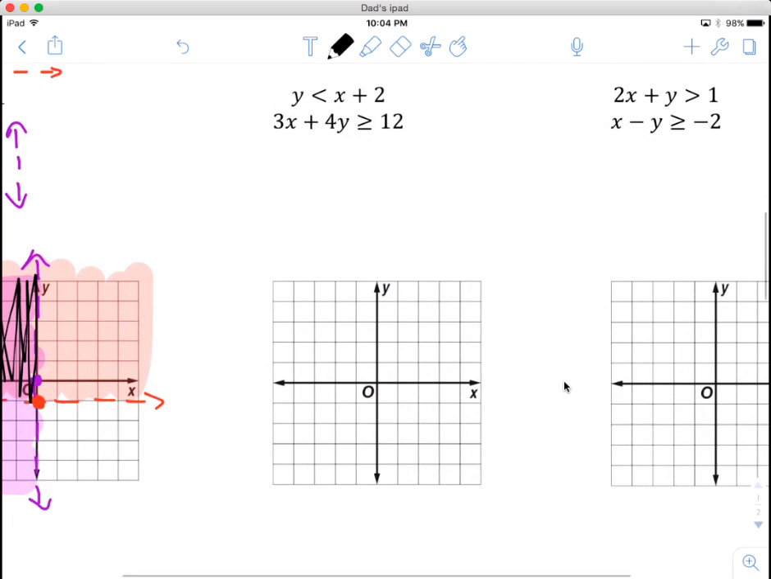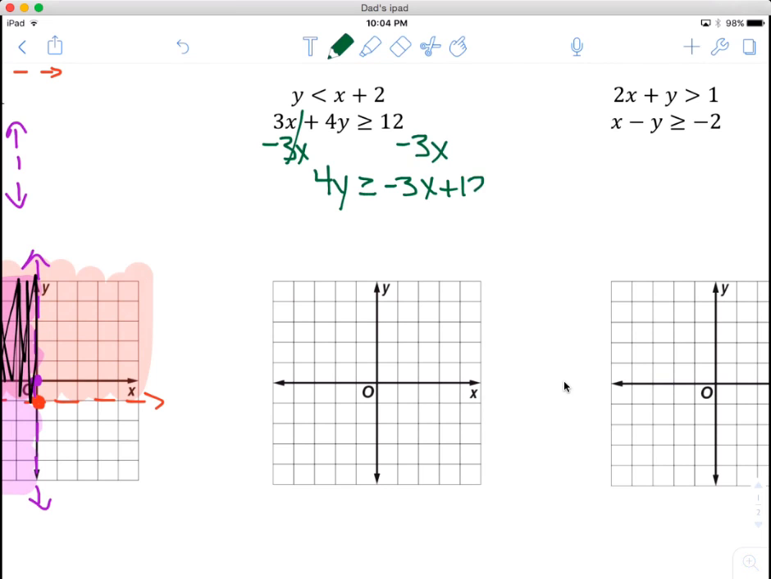The first one's already solved for y, so good. The second one is not, so I want to go ahead and do that. So let's subtract 3x from both sides. So 4y is greater than or equal to -3x plus 12. Divide everything by 4. Y is greater than or equal to -3/4x plus 3.